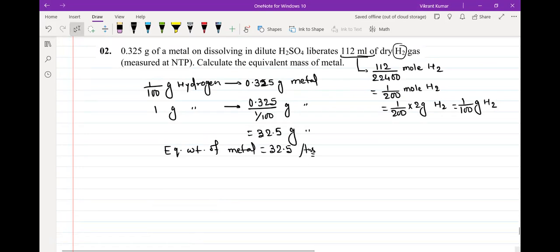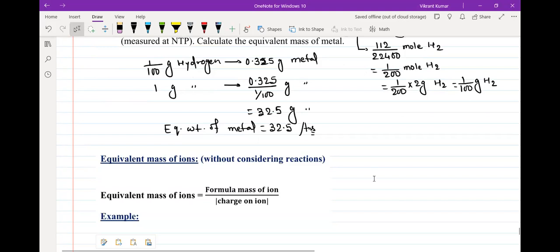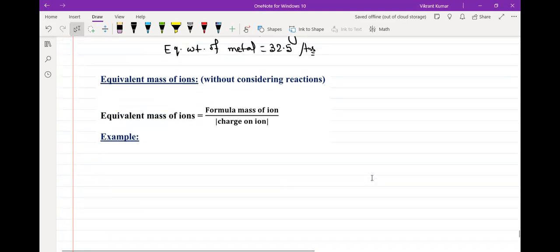Now this was the case from the point of view of the earlier definition. Similarly, I'll be talking about 2-3 points without considering any reaction. If I'm simply asking you the equivalent mass of an ion, any ion, and I don't mention any reaction, then the equivalent mass of an ion will be its formula mass upon the magnitude of its charge. If it is an anion, say it has -2 charge, we'll put 2 there, the mod of that charge of the ion, right? So for example, I can discuss a few ions, like H plus.